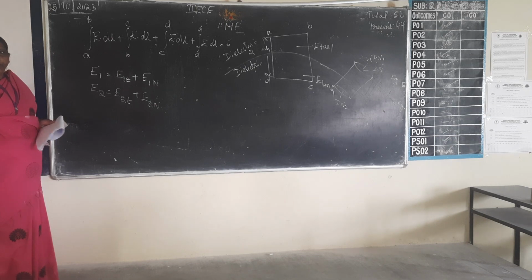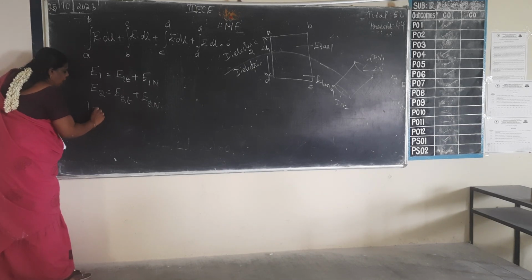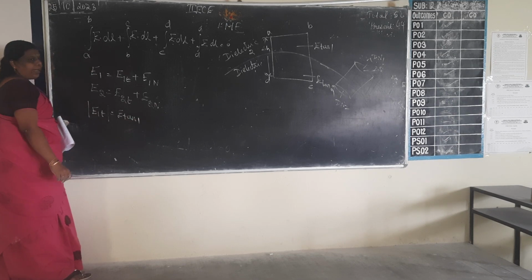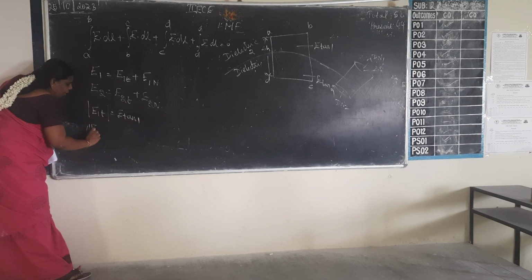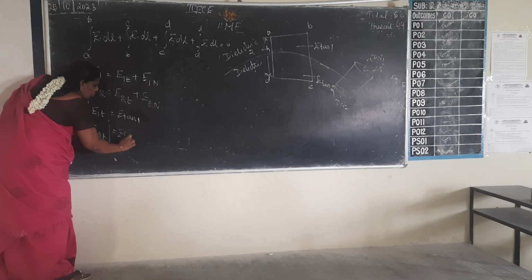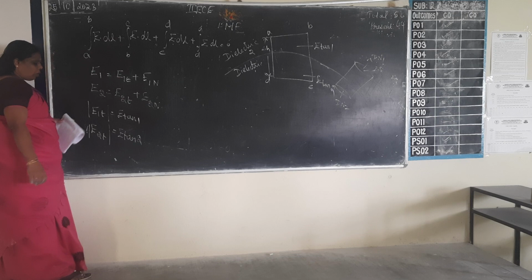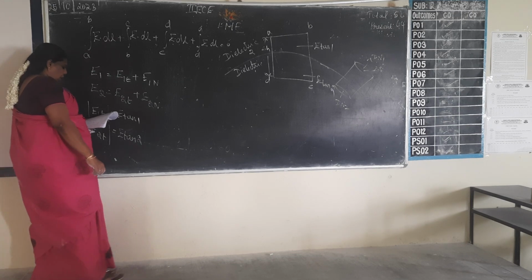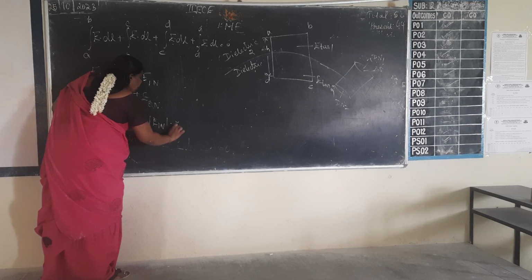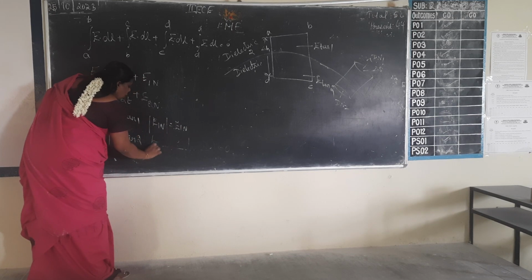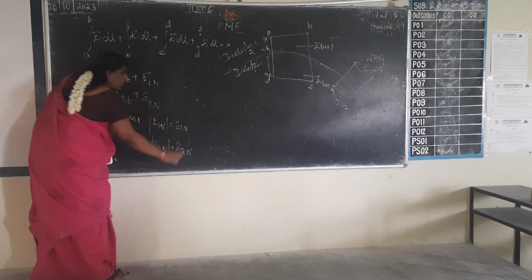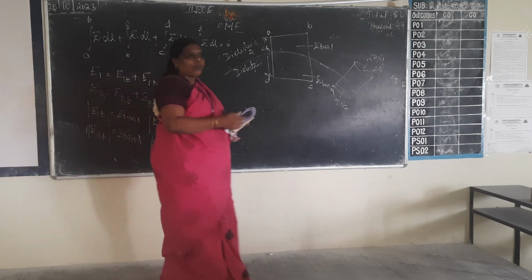So clear? Right. Now, modulus of E1T is equal to E tan 1. Modulus of E2T is equal to E tan 2. And modulus of E1N is equal to E1N, and modulus of E2N will be equal to E2N. These are some important steps that you have to write.